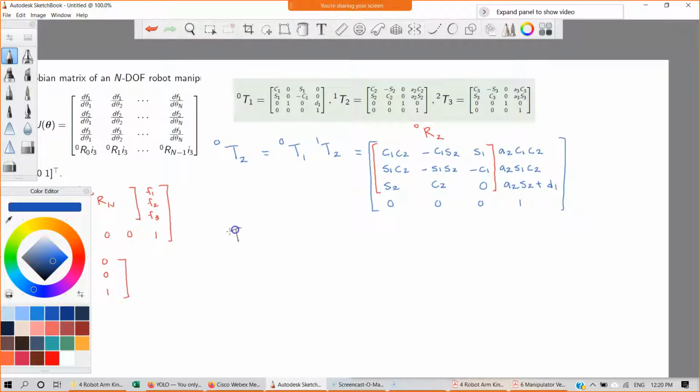Let's compute T30. T30 is T20 multiply T32. So this one multiply this. Now we will get a slightly complicated, right? So this one multiply this one. C1, C2, C3. Don't think about it, just do it. C1, C2, C3 plus this one minus C1, S2, S3. Okay?